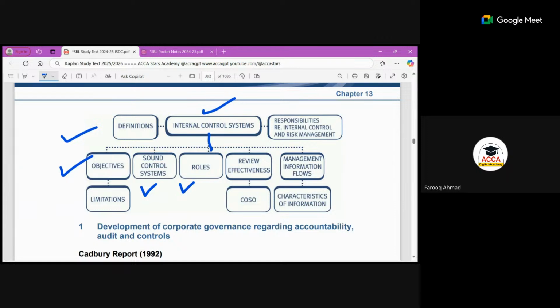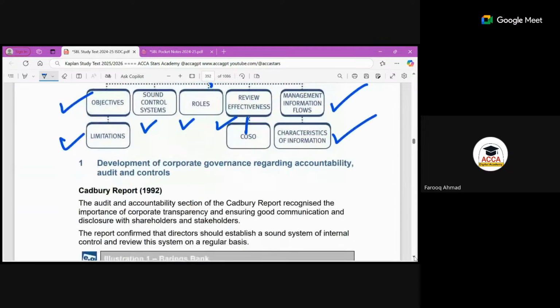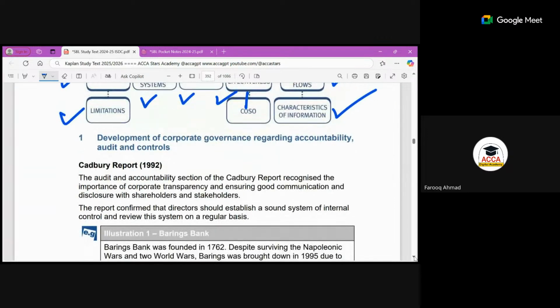Everything is not in one person's hand. After every reasonable, authorized person approves it, it will go for a review of effectiveness and management information flow. The COSO system will be applicable, so we will discuss the characteristics of information. Then under objectives, there will be limitations of the organization, and every person who has all these authorities will be responsible.